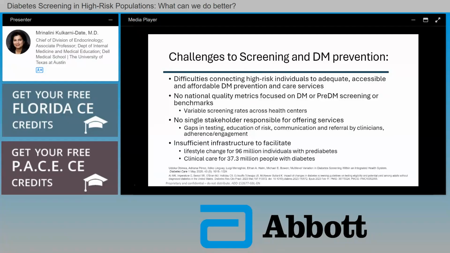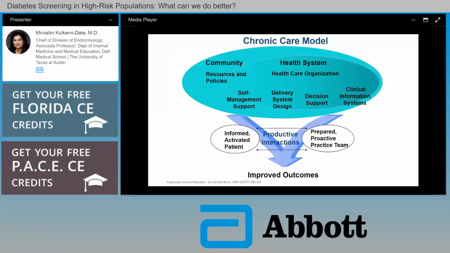So we need to facilitate lifestyle change for 96 million individuals with prediabetes. That is a huge number and really daunting. So we need to have a population health focused intervention on how to reach these individuals. We also need to provide clinical care for 37.3 million people with diabetes, including those that don't have access or are not engaged with clinics or health centers.